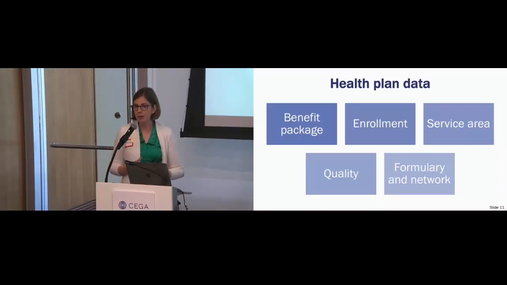So Part D plans can establish pharmacy networks where you might pay less if you go to CVS as opposed to Rite Aid. And there's information on that. So you can see where beneficiaries might pay more if they go to a different provider or pharmacy. The MA plans also have information on their provider networks.